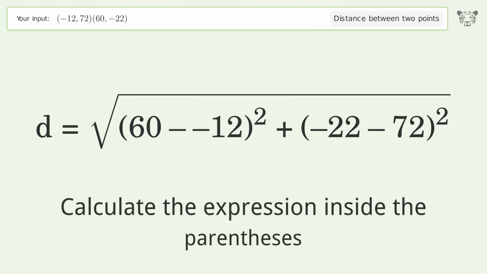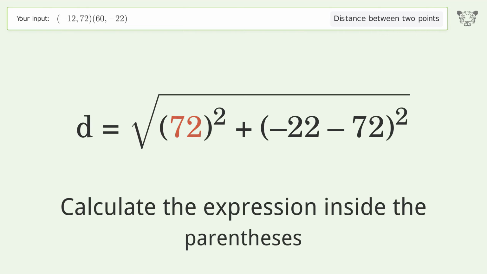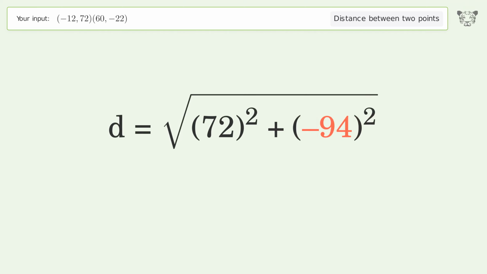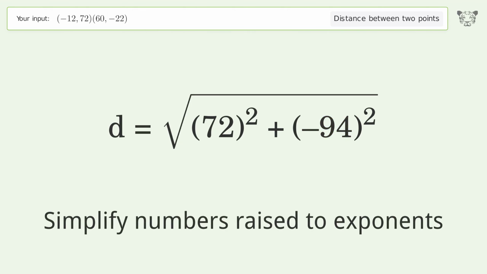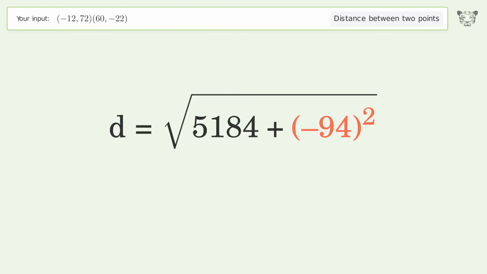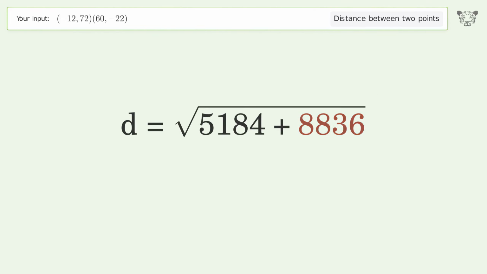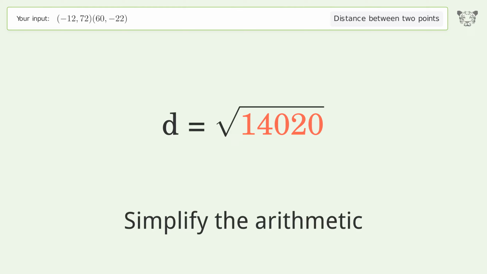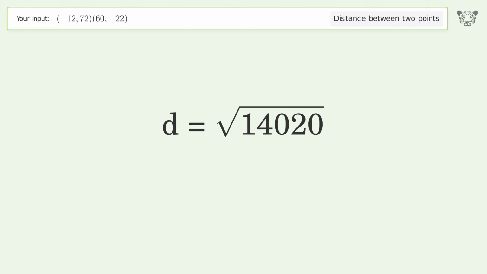Calculate the expression inside the parentheses. Simplify numbers raised to exponents. Simplify the arithmetic. And so the distance between the 2 points is the square root of 14,020 or 118.406.